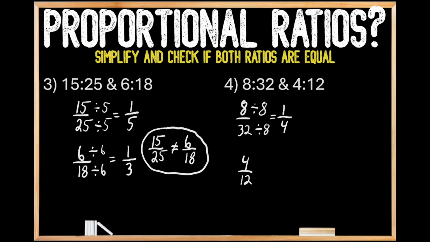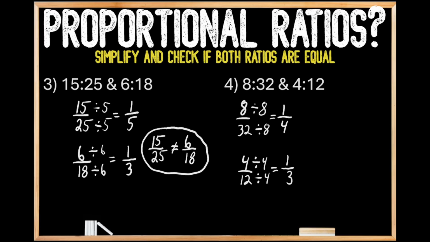Now moving on to the second ratio, where this time we have 4 to 12, and both terms in this ratio share the greatest common factor of 4, so we're going to divide both terms in this ratio by 4 in order to simplify this ratio. When we divide 12 by 4, we get 3, and when we divide 4 by 4, we get 1 for the simplified ratio of 1 to 3.